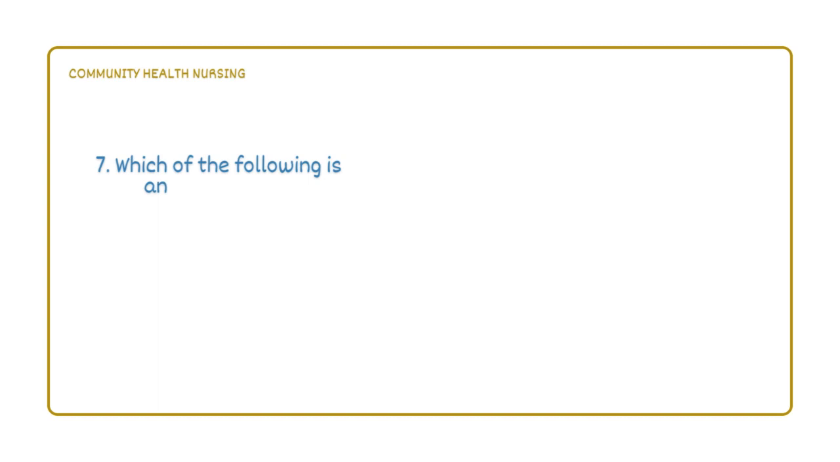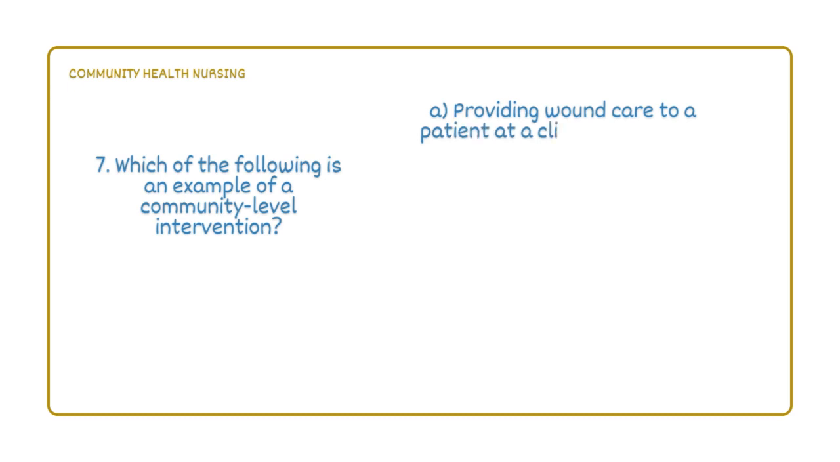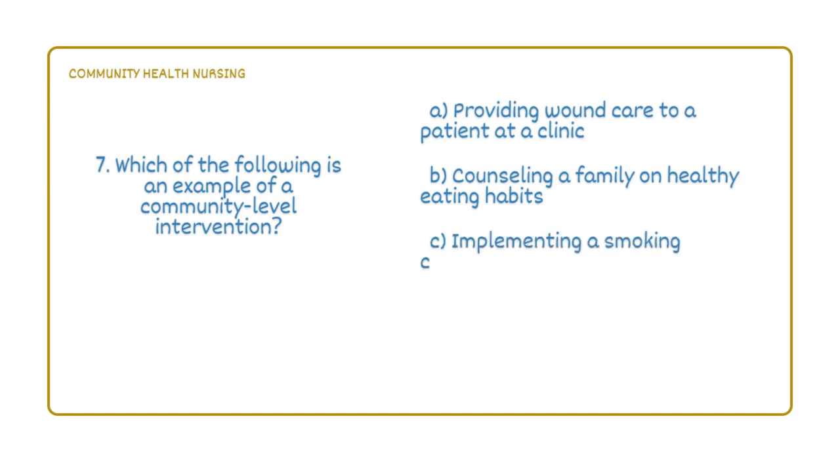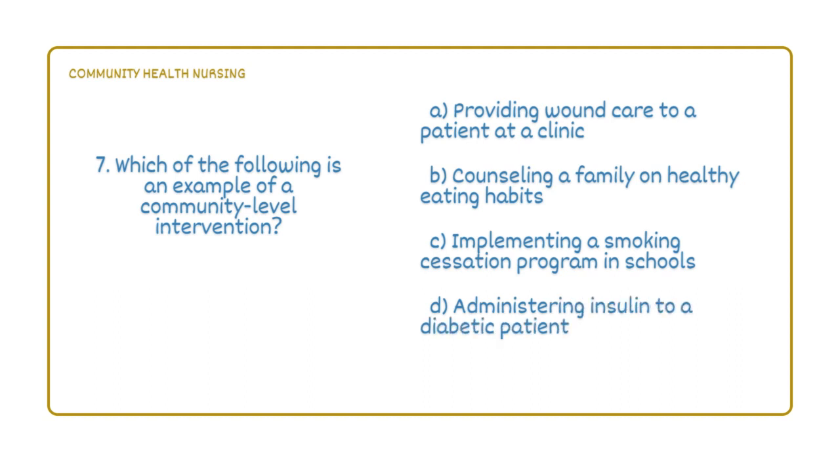7. Which of the following is an example of a community-level intervention? A. Providing wound care to a patient at a clinic. B. Counseling a family on healthy eating habits. C. Implementing a smoking cessation program in schools. D. Administering insulin to a diabetic patient.